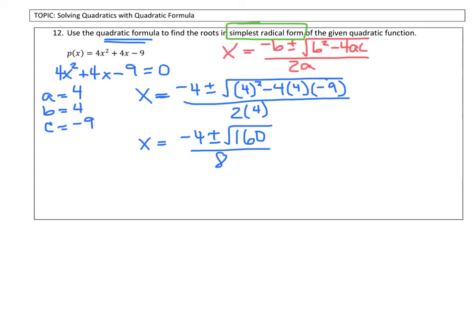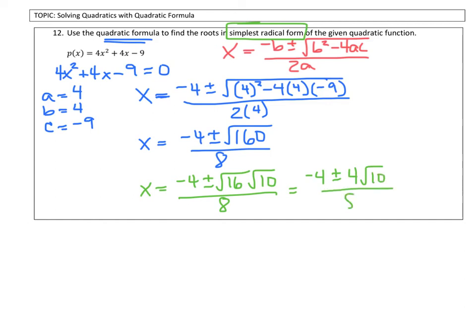And this is just like what we did on the first two questions of this review packet. We have to simplify that radical. We have to find the largest perfect square that divides into 160. So I went ahead and found it already, and it is square root 16, and it goes in 10 times. Okay? That will then simplify to plus or minus 4 square root 10 over 8.